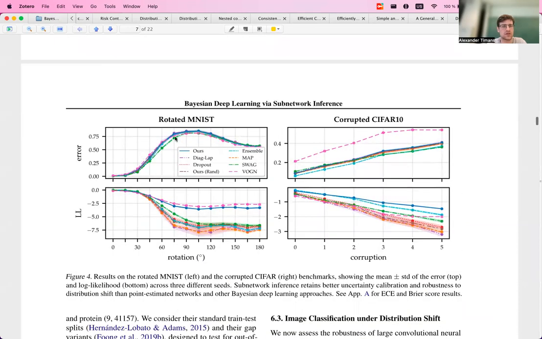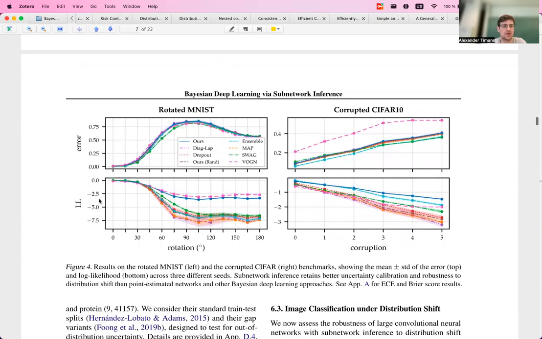They increase rotation angles and they measure error, which in our case would be the accuracy. And then here they measure the log likelihood, which is another measure of uncertainty. And you want this to basically go down as you're more uncertain. And so the same way that our entropy went up, their log likelihood went down. So I say these experiments here are similar to what we just saw.